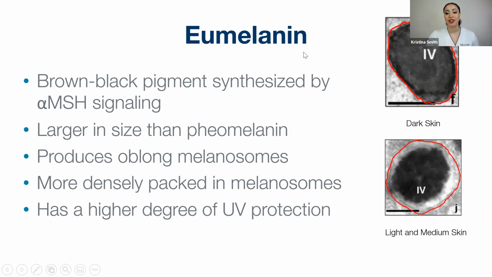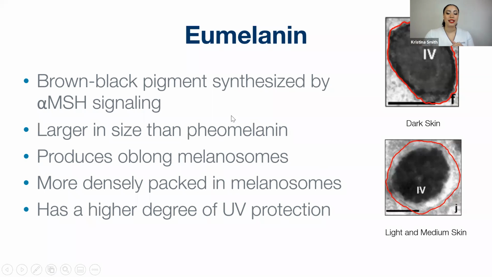And if you look at the image on the top right, you can see the shape of that melanosome. I also highlighted around the outside of the melanosomes. You can see exactly where it begins and ends, because eumelanosomes are also more densely packed than pheomelanosomes. So that red line on the top is the line exactly where the eumelanosome ends. And you can see that melanin is densely packed all the way to the edges. So it's bigger, it's oblong, it's very densely packed with darker melanin.